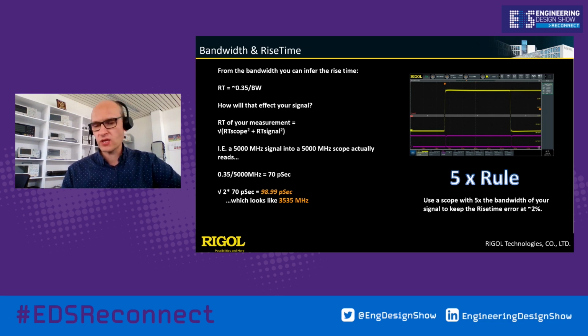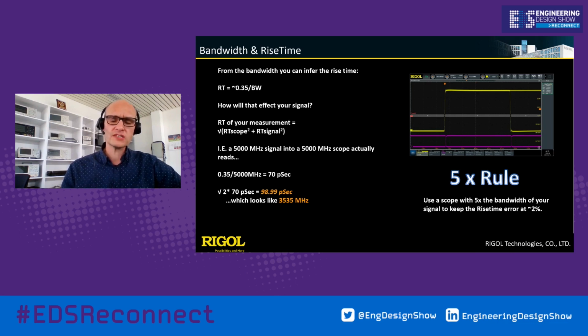Let's use a 5 GHz oscilloscope and a signal to measure with 5 GHz as well. So the rise time is, according to the calculation, 70 picoseconds. So we use the rise time of the signal to be measured and the rise time of the scope. That means the formula must be used and results in a rise time of 98.99 picoseconds, which results in a bandwidth of 3.5 gigahertz.